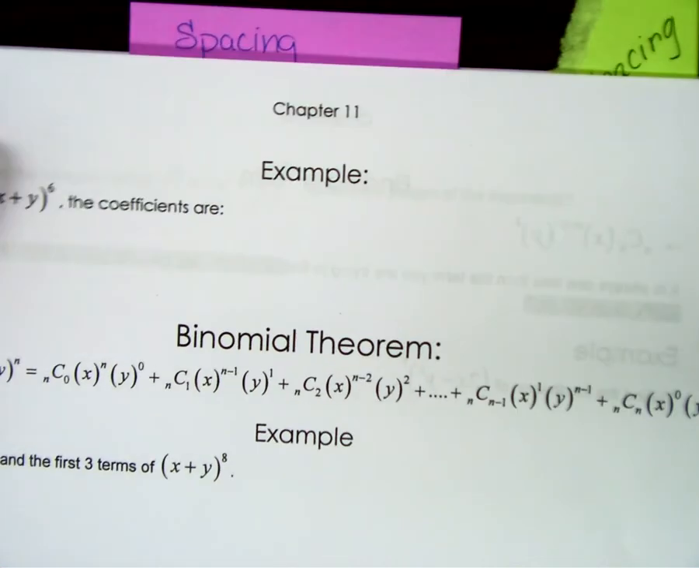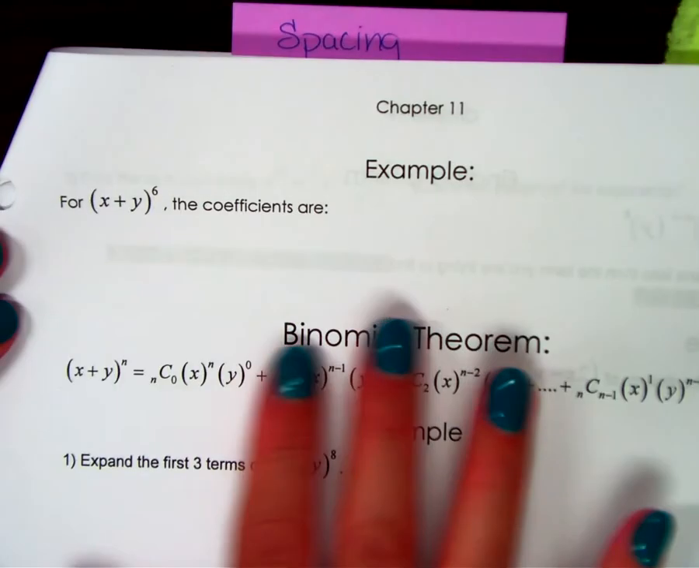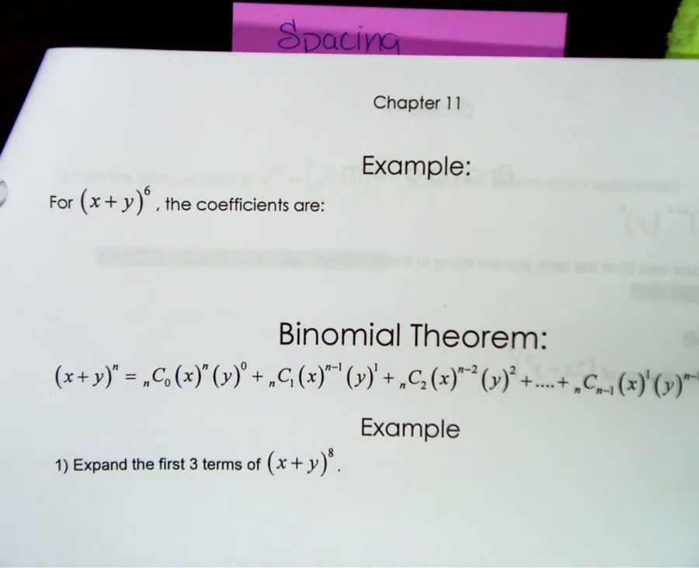Okay, so tell me what the coefficients for this one are. Okay, definitely we start with 1. Proud of you. What row are you in? Hold on. What's your exponent? 6. So I'm going to ask you again, what row are you in?